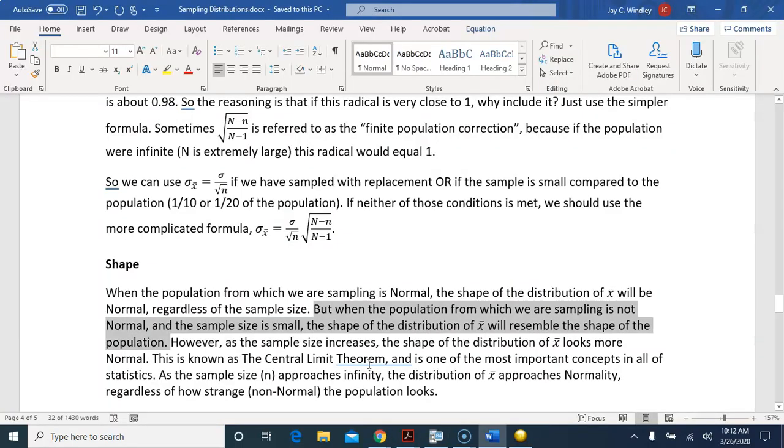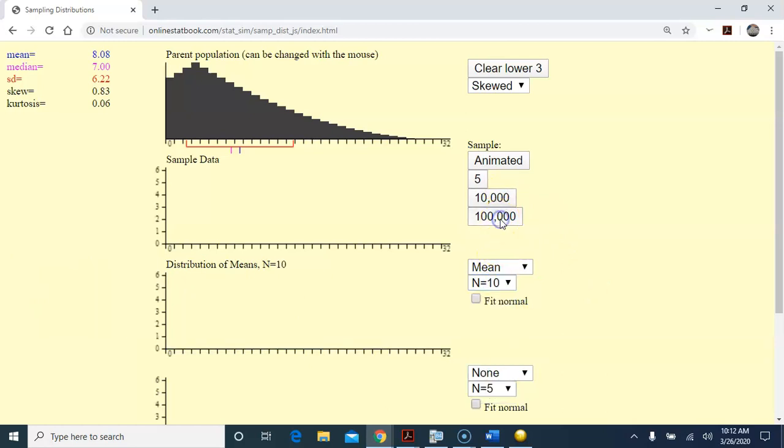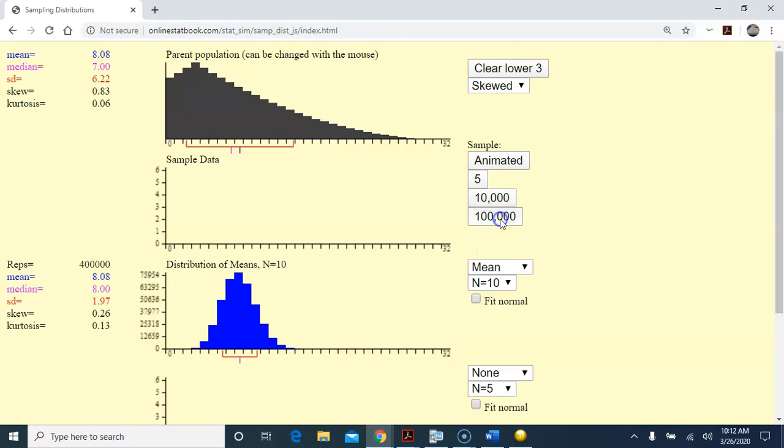But here's one of the most beautiful things in statistics. As the sample size increases, the shape of the distribution of x bars looks more normal. If we go back to this app and we grab samples of size 10, notice there's a little tiny bit of a tail over here, but this is looking much more symmetric, even with the sample size of only 10.